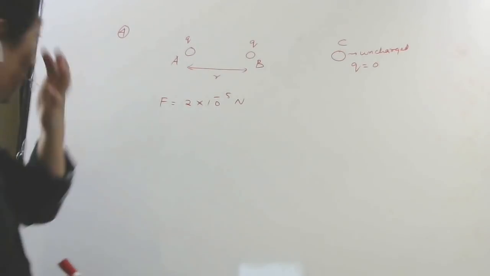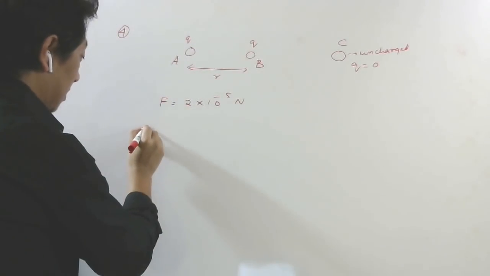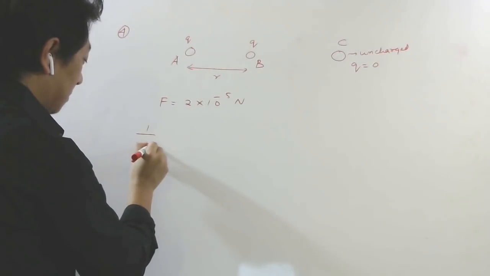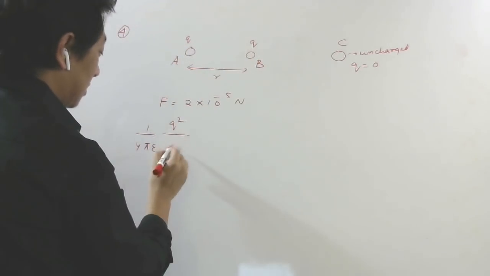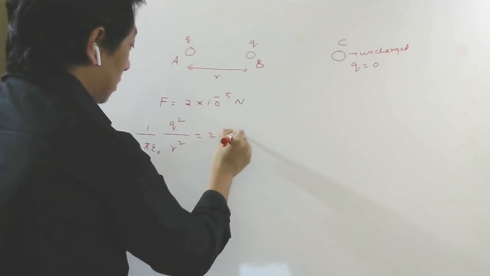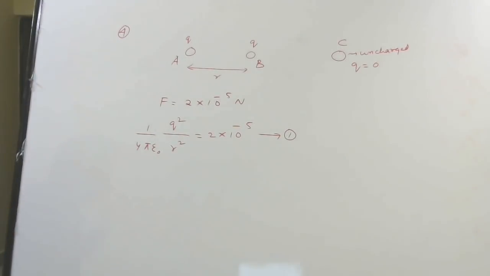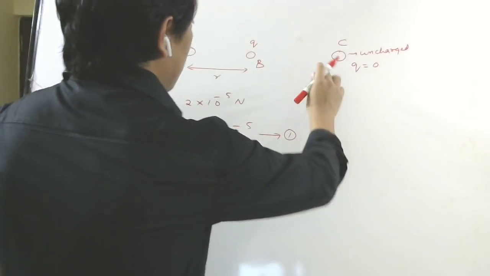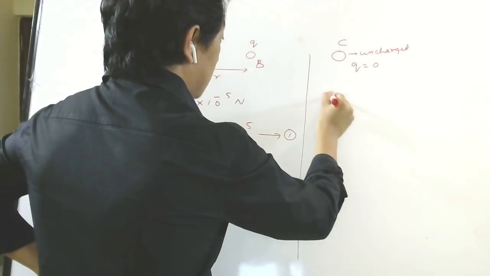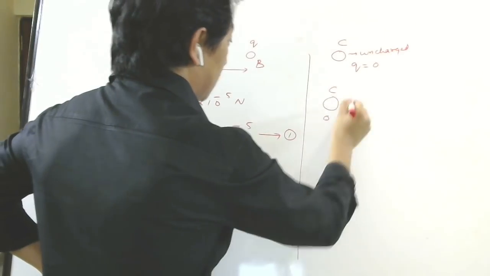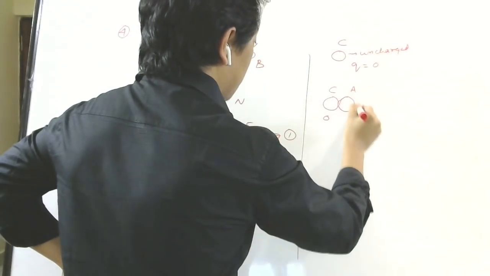So first what we will do, this was the force for these two charges, right? So let us write the formula. Force is 1 by 4 pi epsilon naught q into q, so q square divided by distance r square, equals 2 into 10 power minus 5. Equation 1. Right now we cannot do anything, right? Now when you will take this third sphere and you will touch here, so third sphere had how much charge? 0. And sphere A had how much charge? Q. So what will happen?